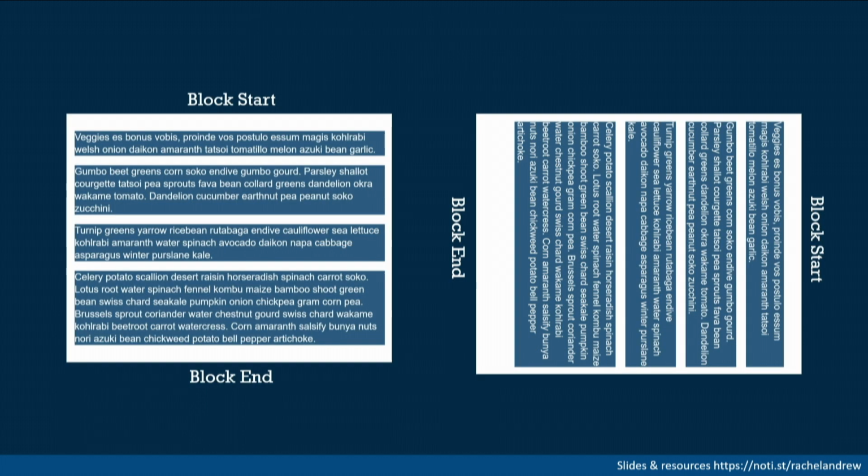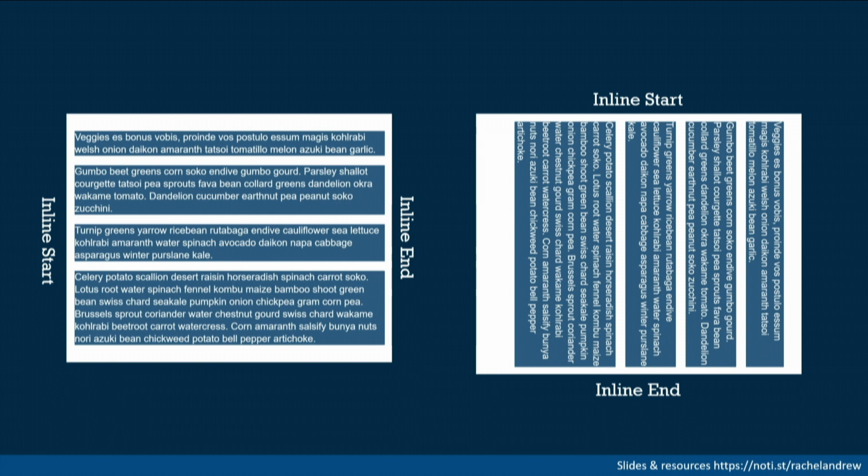So if you want to think about start in the block dimension, or line 1 in grid, then that's the line at which the blocks start. In English, that's the top of the element. In a vertical RL language, on the right. So that's block start. Where the blocks end, that's block end. If you need to think about start in the inline direction, or line 1 in grid, that's where a sentence begins in that writing mode and direction. On the left for English, on the right for Arabic, at the top for a vertical writing mode. That's inline start. The other end, that's inline end.